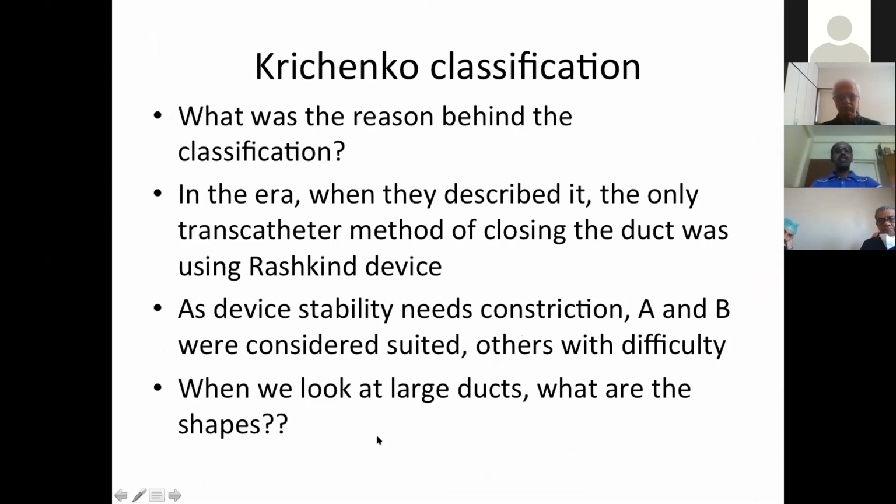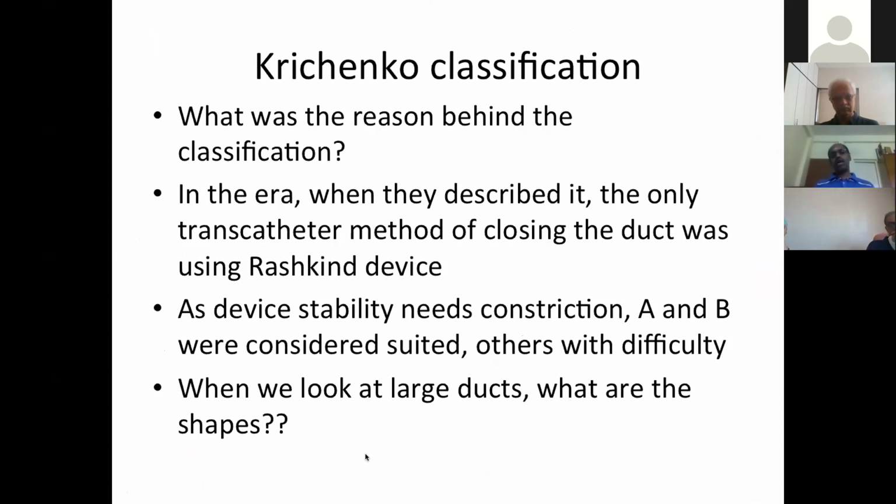What was the reason behind this classification? In that era, when it was described, the only transcatheter method of closing the ductus was the Rashkind device. Device stability needed constriction. So only type A and type B were suitable because they had decent constriction.